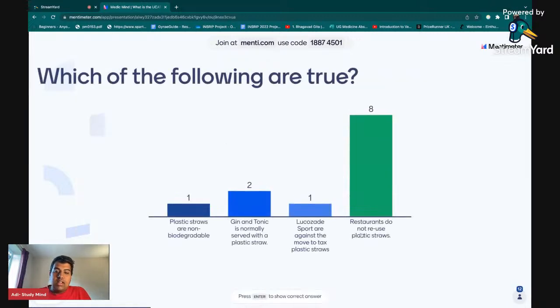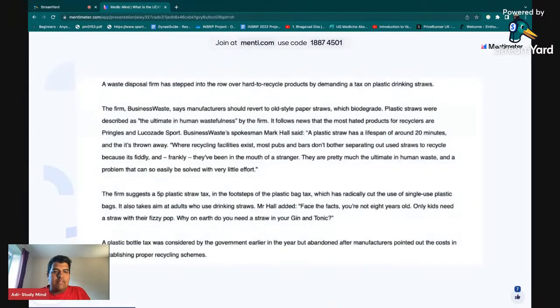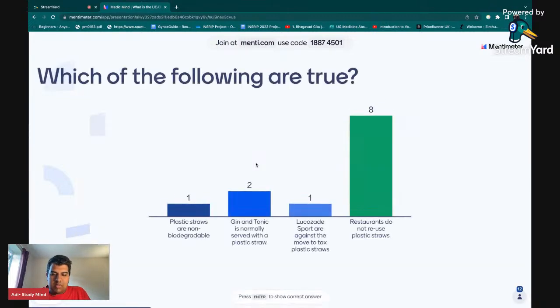Restaurants do not reuse plastic straws. Okay, I saw a lot of mention of plastic straws, but any mention of restaurants is what I want to find. So, where recycling facilities are concerned, most pubs and bars don't bother separating out used straws to recycle because it's fiddly and, frankly, they've been in the mouth of a stranger. There you go. That gives me the answer: they do not reuse plastic straws because there's a stigma about them being used. So well done, that was the true statement here.